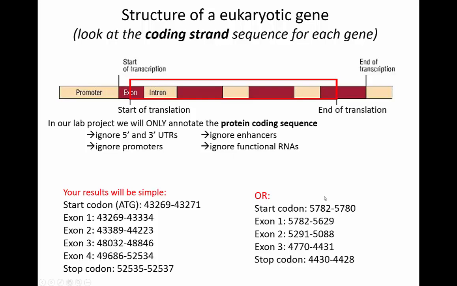Some genes may actually go down in number. So here we start at 5782 and the gene actually ends at around 4400. This gene will be on the minus strand, so it will be going in the opposite direction from a higher number to a lower number.